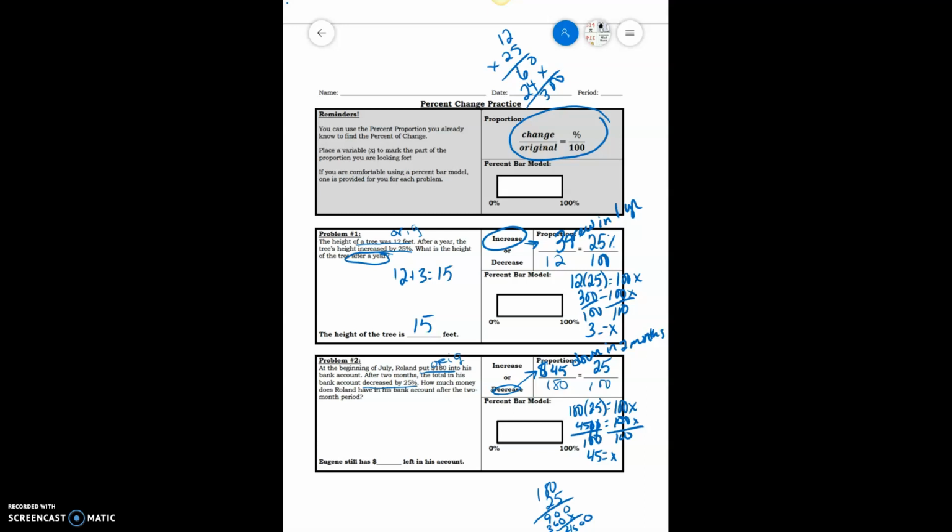This 45 is the money that it went down. So now we need to do 180 minus 45. Be careful when you borrow. So now he only has $135 in his bank account.